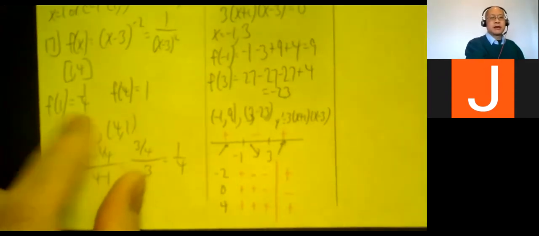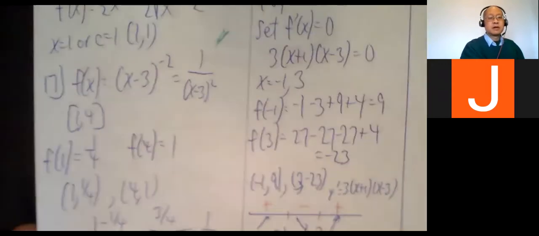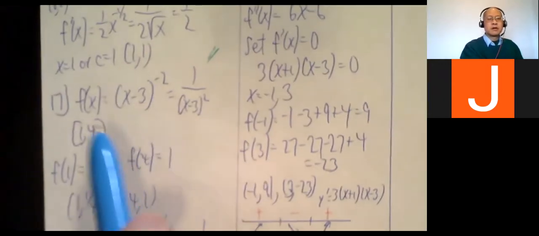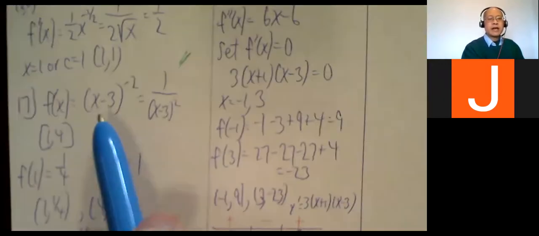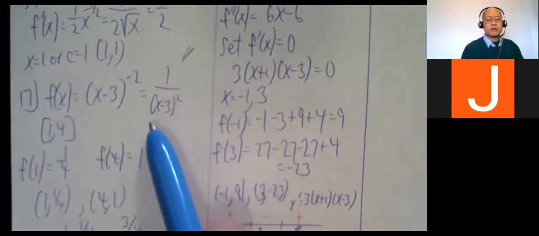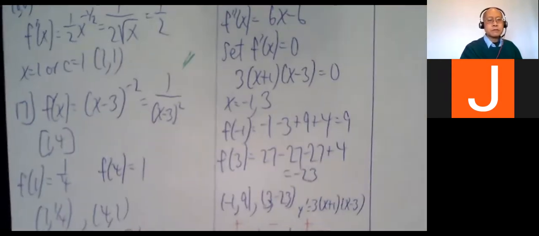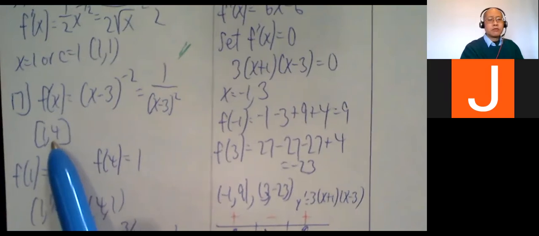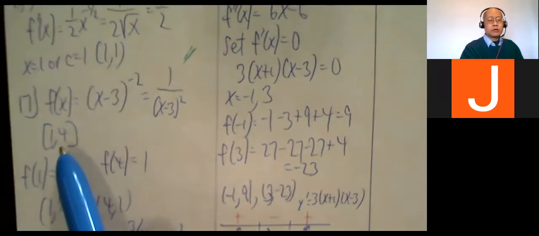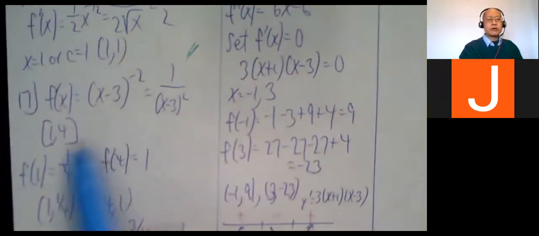Okay, I'm pretty sure you can't see that very well, so I go like this. All right, so (x minus 3) to the negative 2 is the same as 1 over (x minus 3) squared, right? And we're going from 1 to 4. Okay, so what's the slope of the line joining the two endpoints?